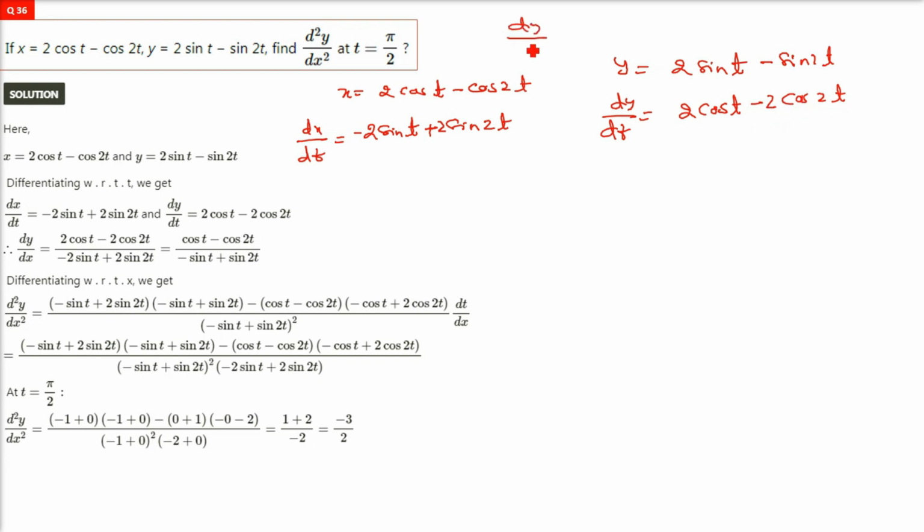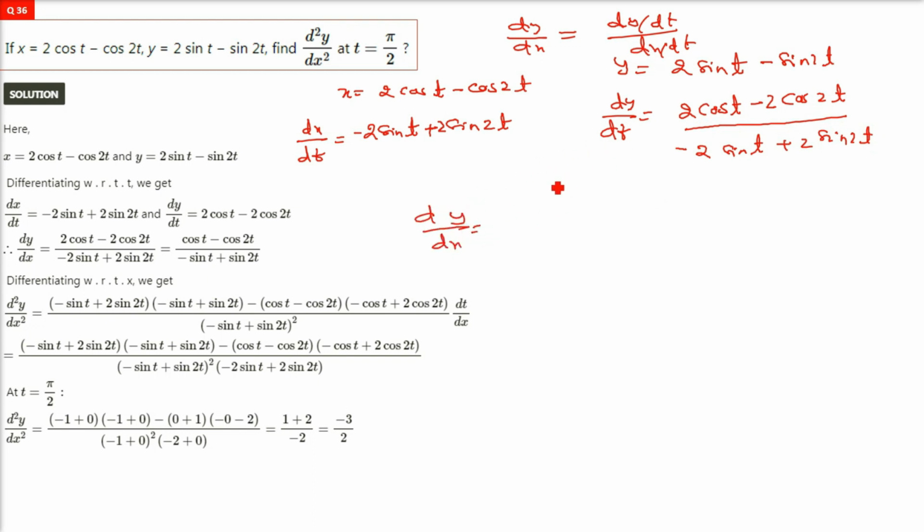Now we need dy/dx. This will be dy/dt divided by dx/dt. So just divide these two. dy/dt divided by dx/dt. So it will be 2 cos t minus 2 cos 2t divided by minus 2 sin t plus 2 sin 2t. Now first get rid of 2 because 2 is everywhere. So dy/dx will be equal to cos t minus cos 2t divided by minus sin t plus sin 2t.